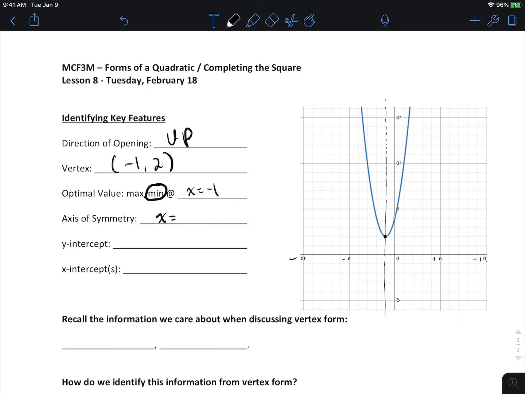So the axis of symmetry, remember we talked about what this was. That's a vertical line where all the x values take on one particular value, right? It's a vertical line. The y-intercept will be at 0, 4, right? That's this point here where it crosses the y-axis. And then the x-intercepts, do we have any x-intercepts? None, right? It doesn't cross the x-axis, so none. Okay.